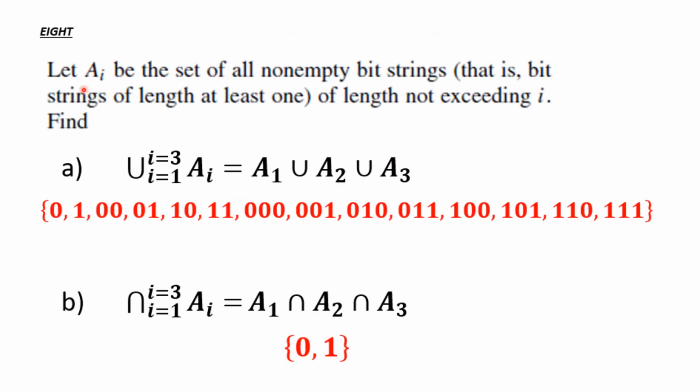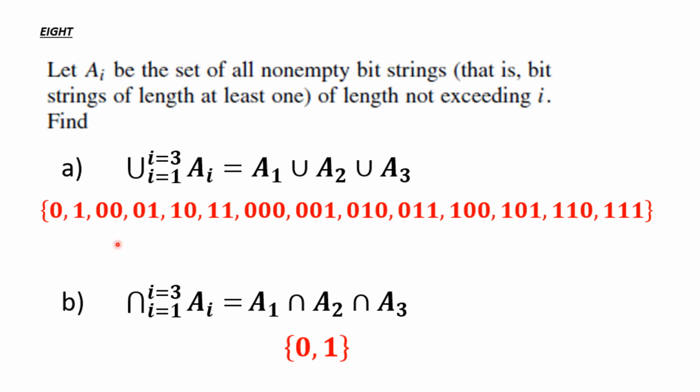Problem 8 was about set theory. We let A sub i be the set of all non-empty bit strings. So it does have something in it. That is bit strings of length at least 1, and these are zeros and ones, of length not exceeding i. So A1 can only have 1 digit. So it could be a 0 or it could be a 1.